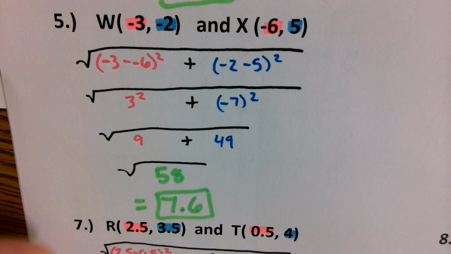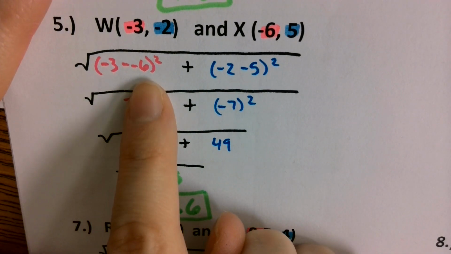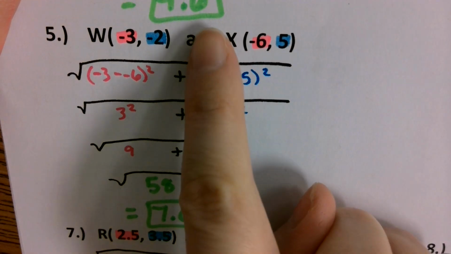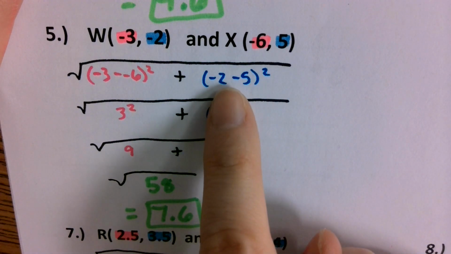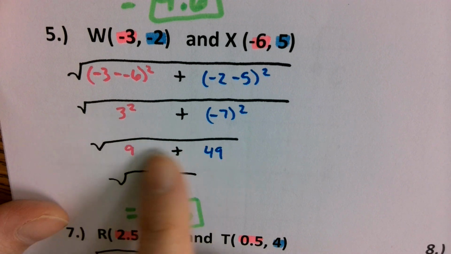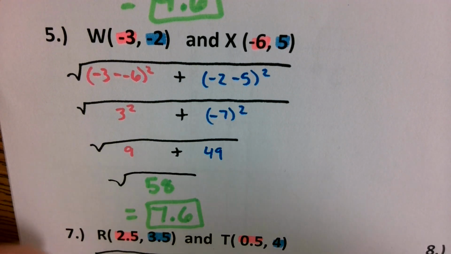For problem number 5, you should have gotten 7.6. You do negative 3 minus the negative 6. That comes out to a positive 3. Square that, you get positive 9. Then for the y's, negative 2 minus the 5. That comes out to negative 7. Square the negative 7, you get 49. Add those together, 49 and 9 together give you 58, and square root it, it's 7.6.